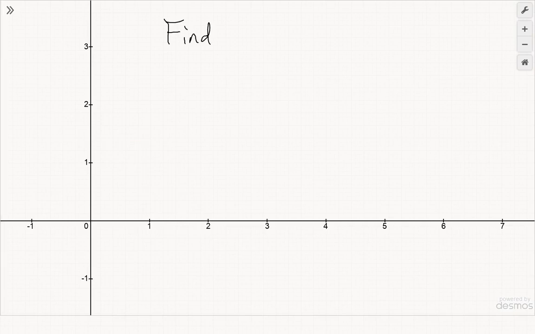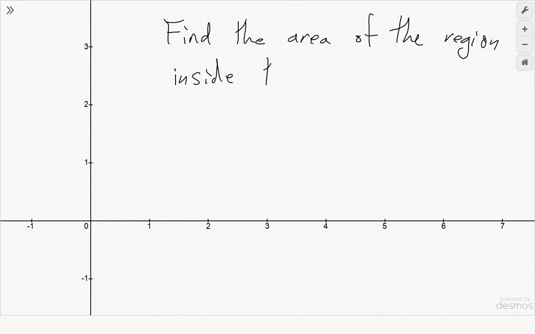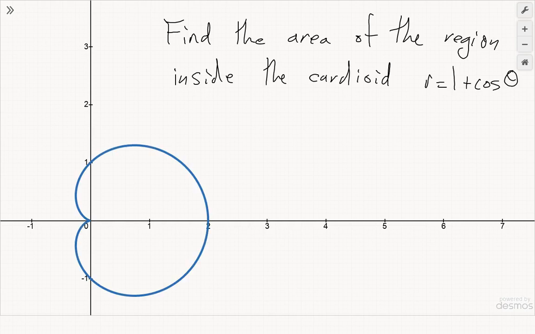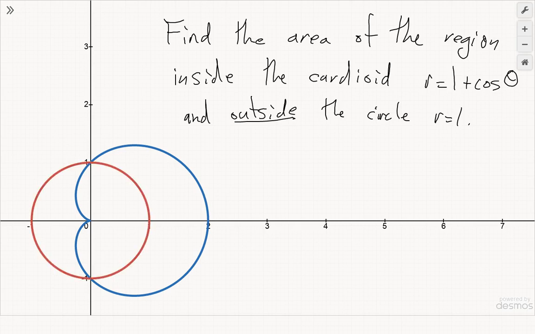As a first example, let's find the area of the region which is inside the cardioid r equals 1 plus cos theta. So that's this. And outside the circle r equals 1. So our region is just this part.